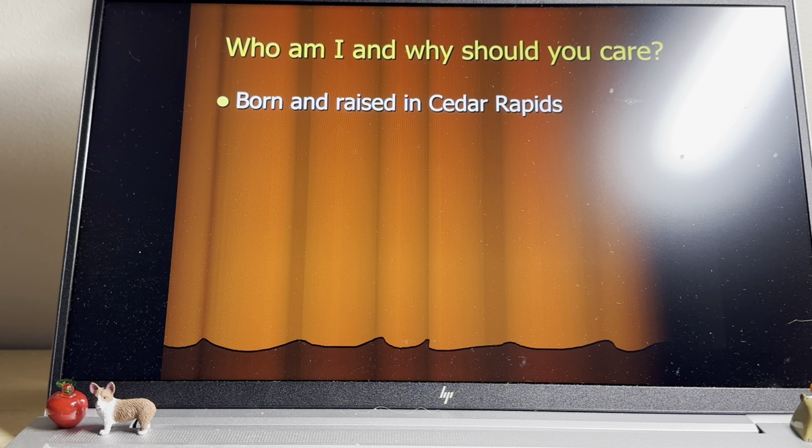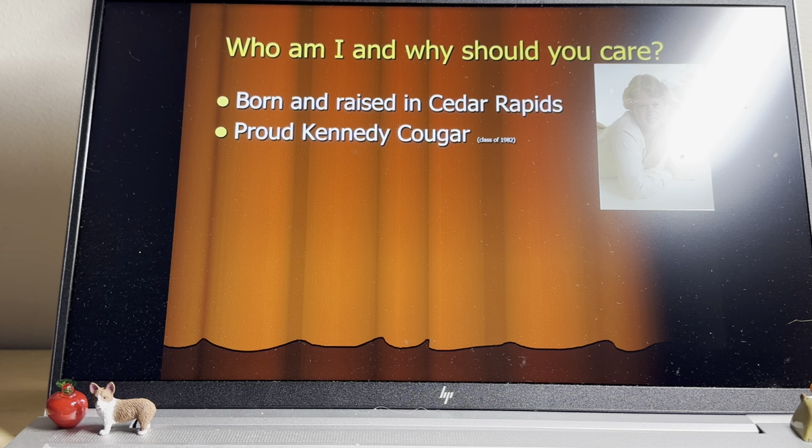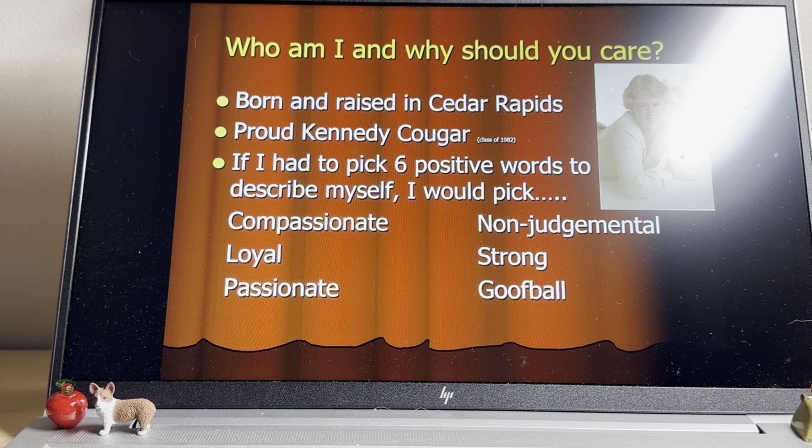Okay, so who am I? I was born and raised in Cedar Rapids. I went to Kennedy High School, which makes me a proud Kennedy Cougar. You can see what year I graduated in the fine print. I'm old. I always like to emphasize that I'm a Kennedy Cougar because when a woman of my age says that she's a proud Cougar, it has some different connotations. There's my beautiful senior picture with feathered hair of the 1980s.